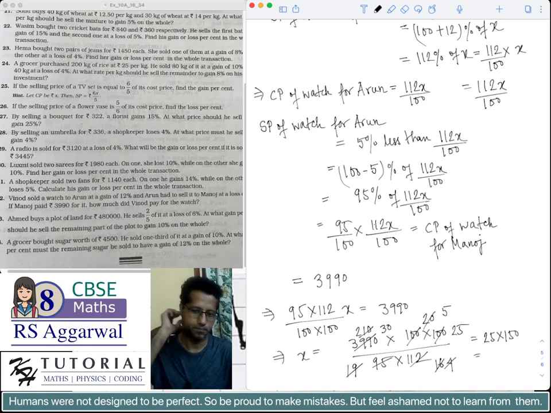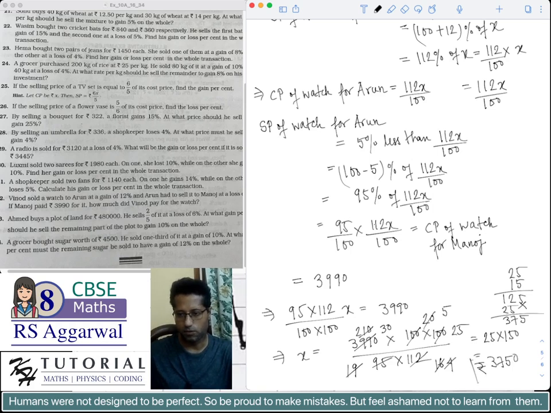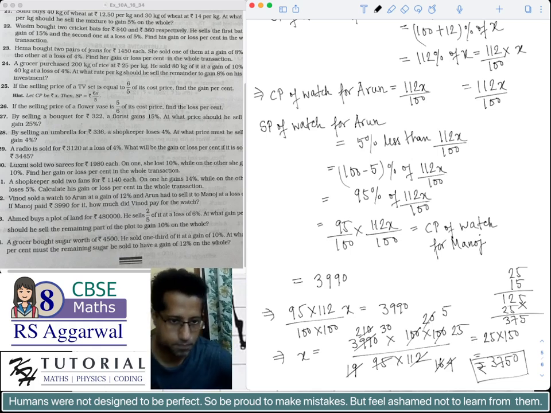This is equal to, what is 25 multiplied by 15. We have 125 and 250, which is 375. So 3750. So rupees 3750 was the price of the watch at which Vinod purchased the watch.